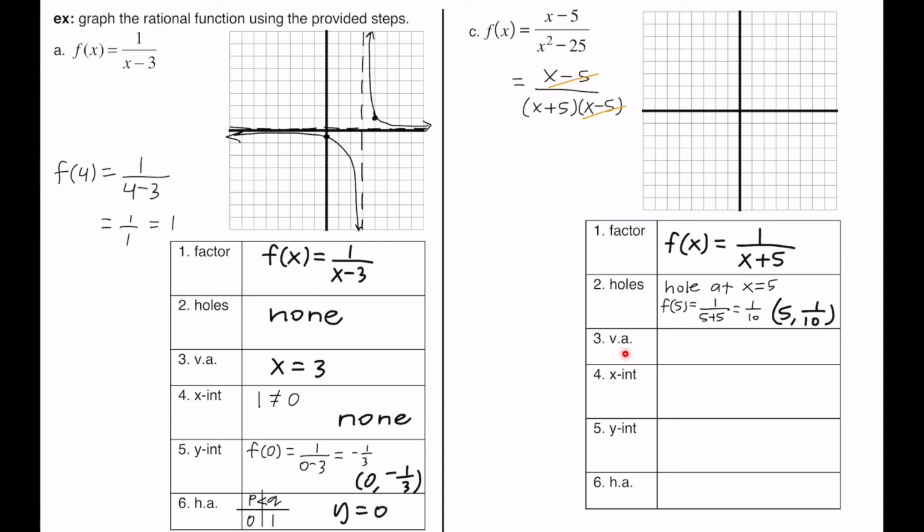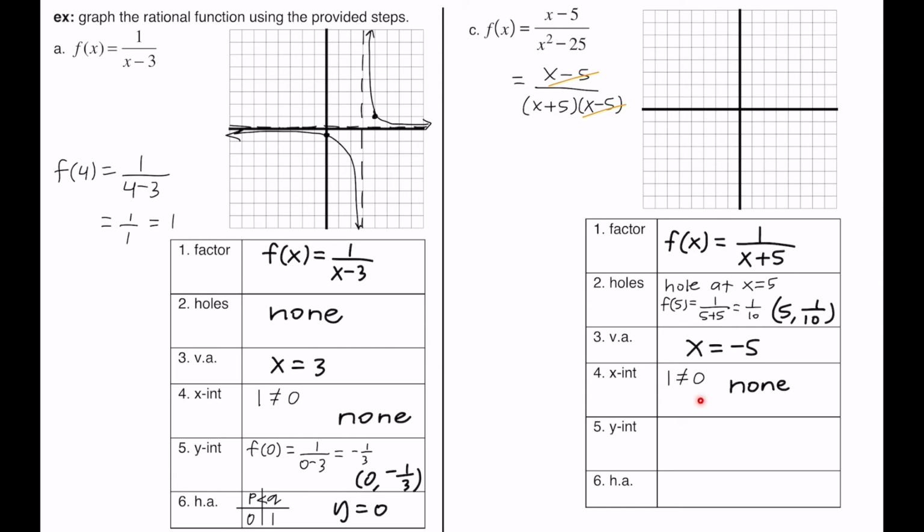To find the vertical asymptote, you look at the reduced function and you set the denominator equal to 0. So we get x equals -5. To find the x-intercept, we set the numerator equal to 0. But again, since there's no variable in the numerator, you just have this statement which is false. So that means there's no x-intercepts. To find the y-intercept, we're going to plug in 0 for x. So we end up getting 1/5. So our y-intercept is the point 0, 1/5.